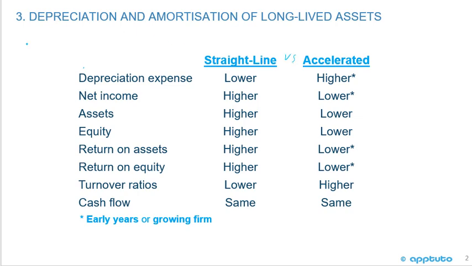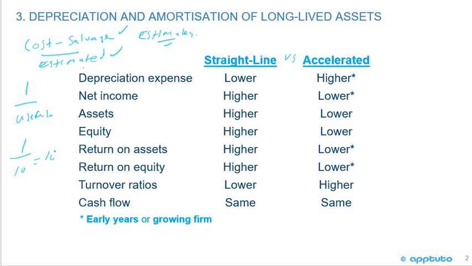So recall the formula for straight line depreciation expense is cost minus salvage divided by the estimated useful life. The important thing to point out is that the salvage value, residual value, and the estimated useful life are both estimates, and they can change. You can change your estimate later on. To get a rate using the straight line is just 1 divided by the useful life. So if the useful life was 10 years, 1 divided by 10 equals 10%.